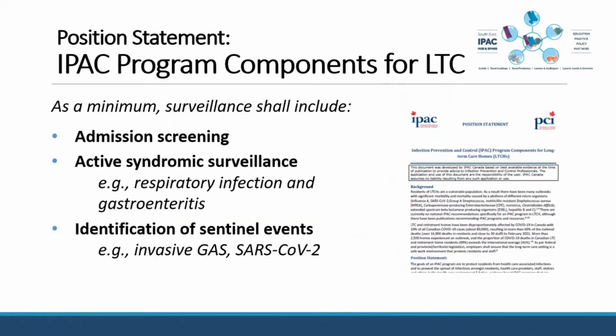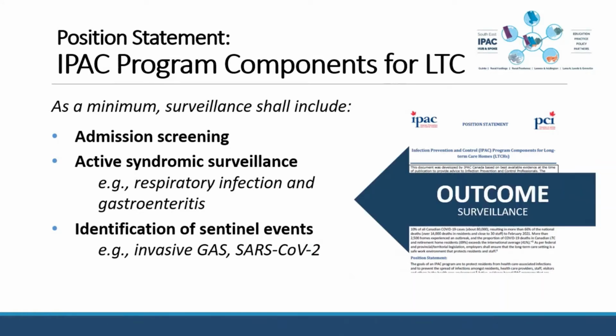On the next slide, a minimum surveillance shall include, so examples are admission screening, active syndromic surveillance. So this can include your respiratory infections and gastroenteritis, and identification of sentinel events. So for example, invasive group A strep and any COVID cases. So thinking back to whether this would be outcome or process, we would know that this is outcome because it's tracking the health status to care received.